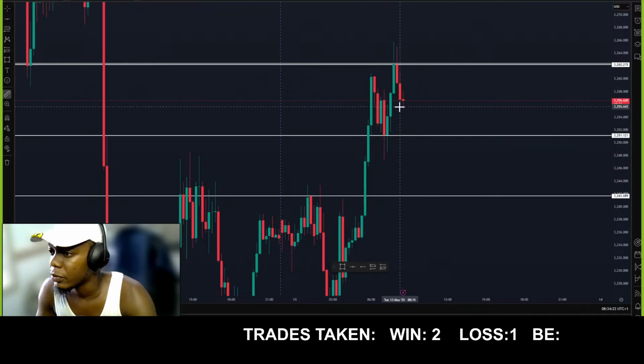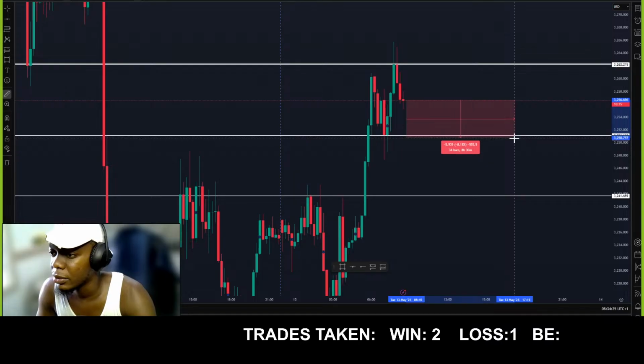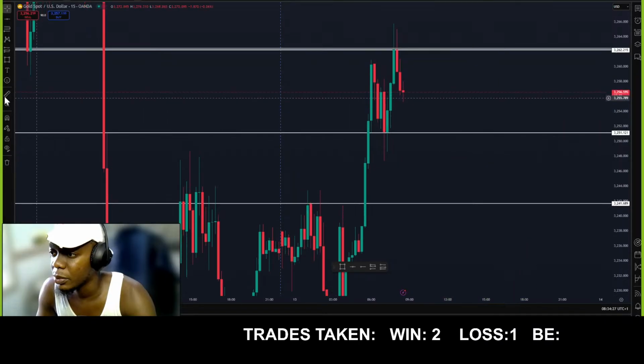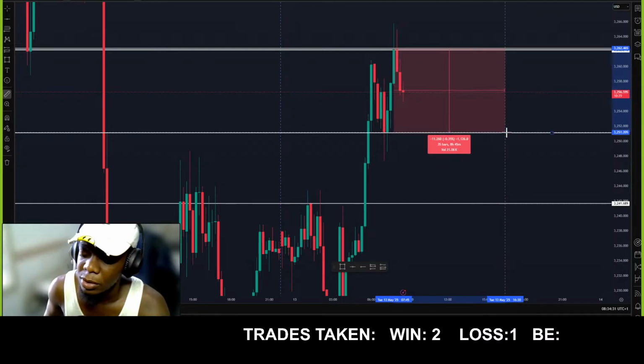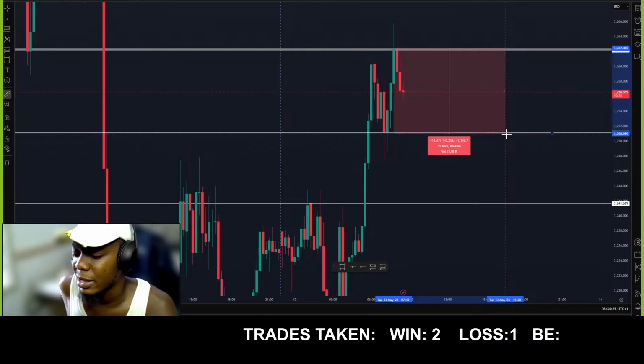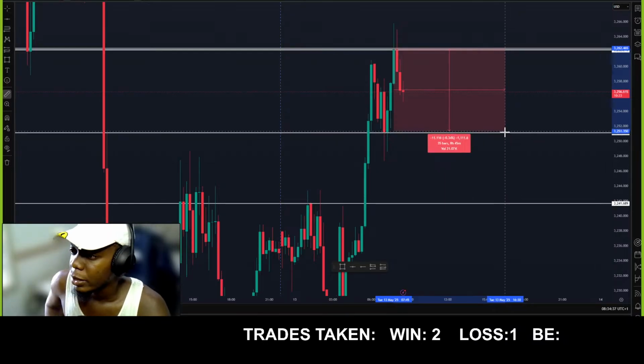But from this level to there it's already 50 pips. So I don't want to, not even from there, from this point to this level, that is 120 pips. So what am I looking for in the market after price has already moved 100 pips?